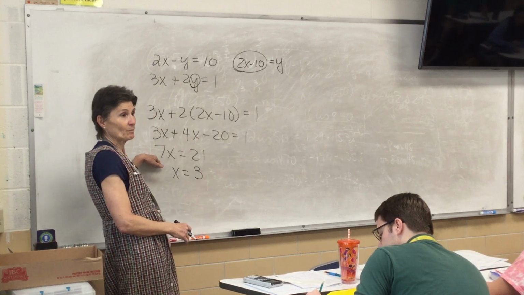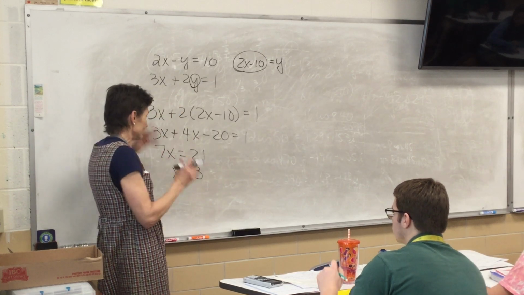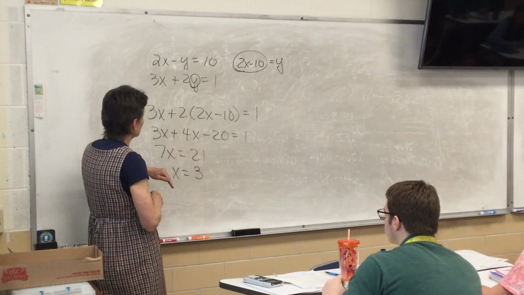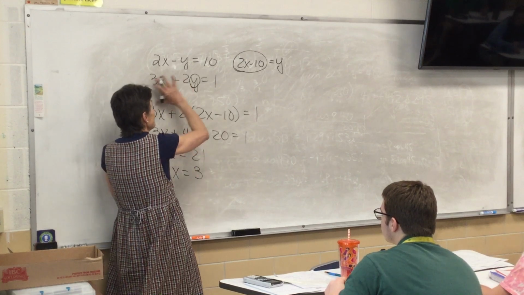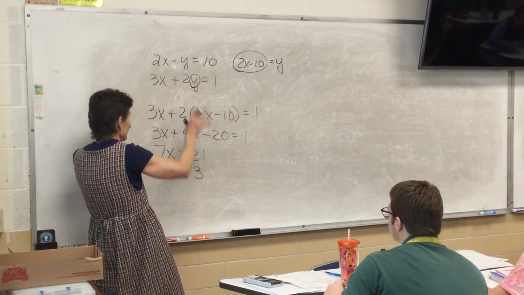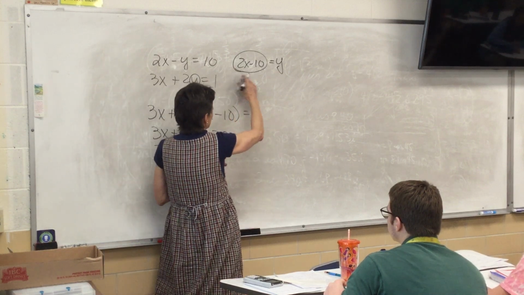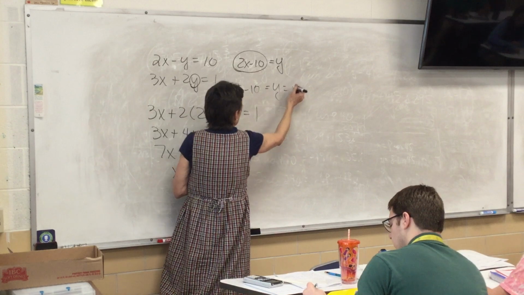This is what happens when we rig them. If we just make them up, this doesn't happen. But it's rigged. So here we go. We got 3. Then what? Plug it back in anywhere you want. I like to plug it in right there, but you can plug it in anywhere you want. And if you plug it in, it looks like my y value is going to be -4.